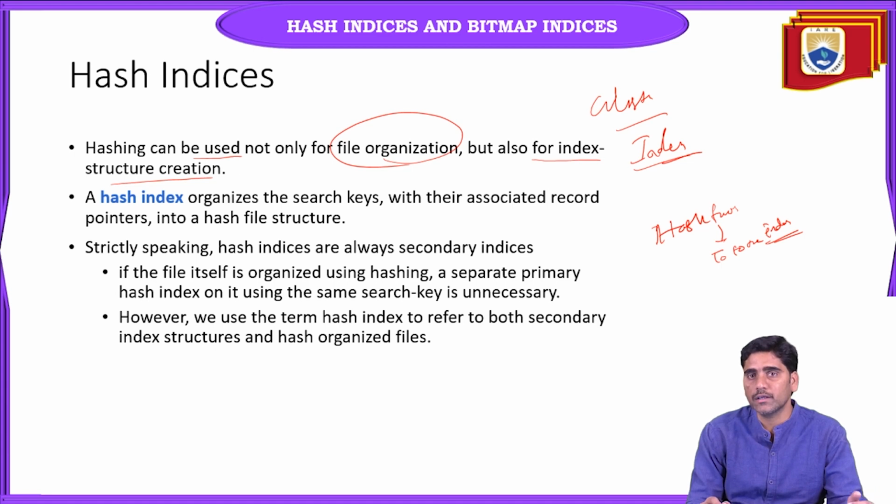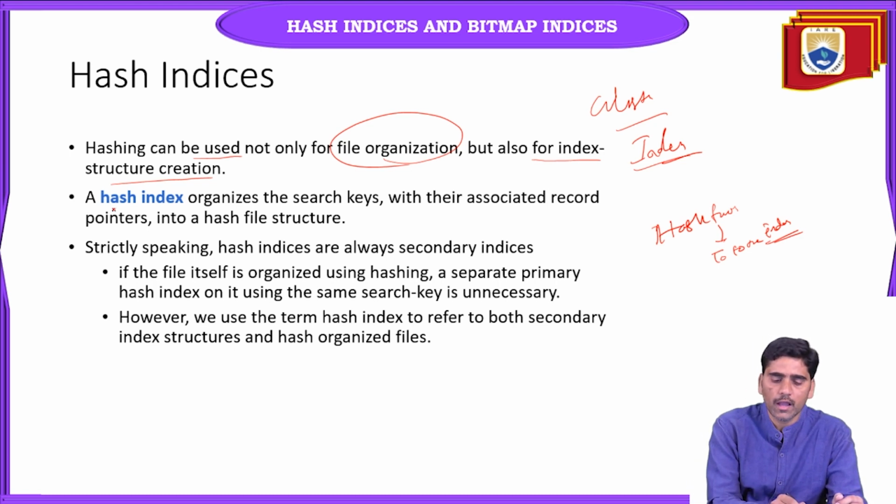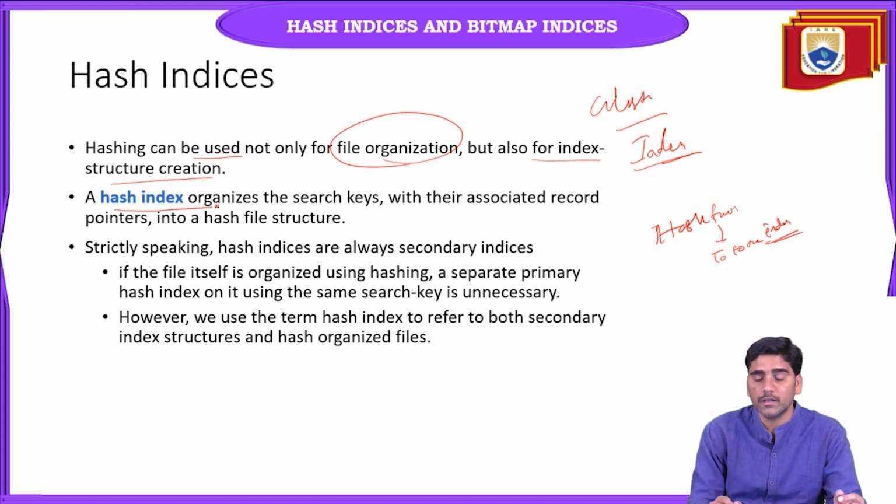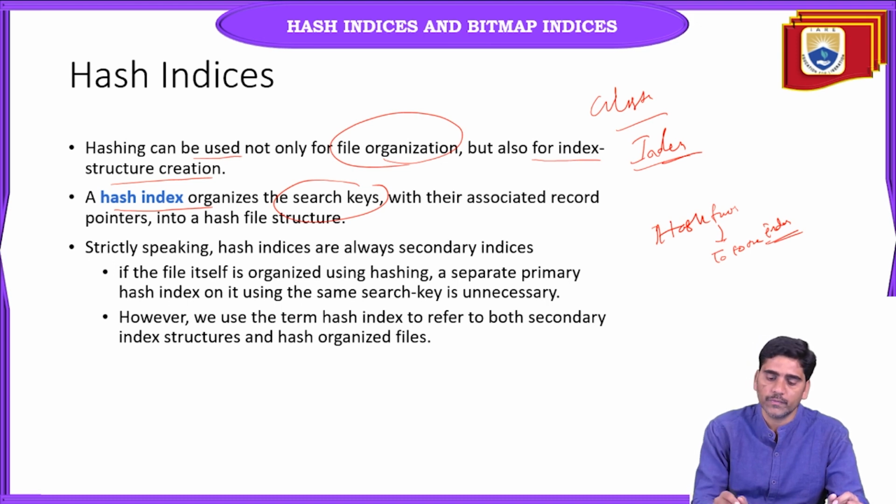That means we have to create the indexes for every search key value, for every pair of pointers and search key values. We have to create an index structure also. To create the structure and to organize the files, the hash indexing mechanism is very useful and very important. A hash index organizes the search keys, that means it arranges the search keys to retrieve the data, with their associated record pointers.